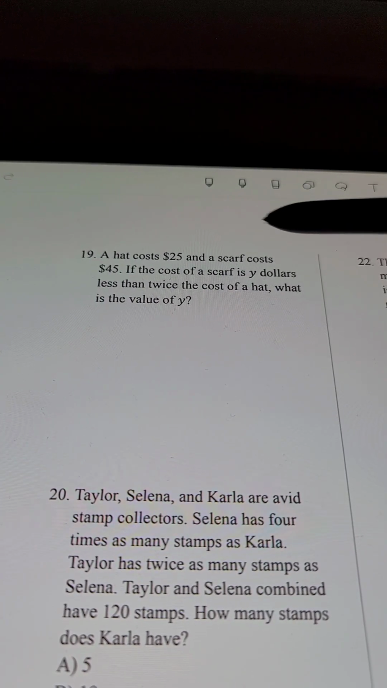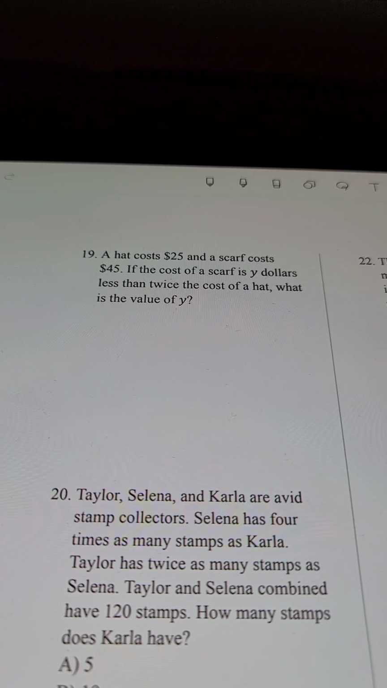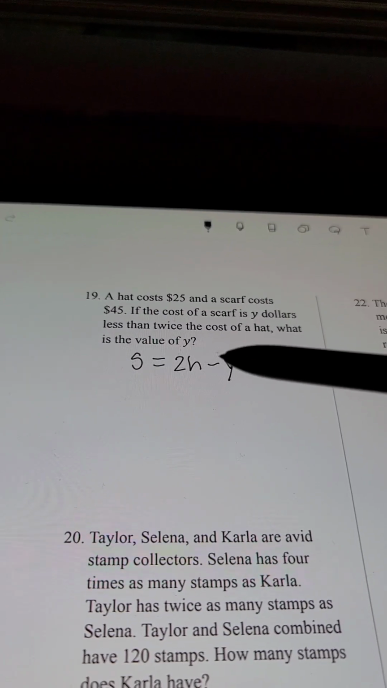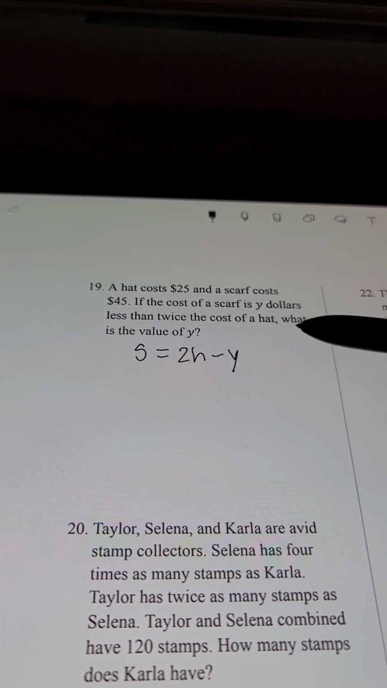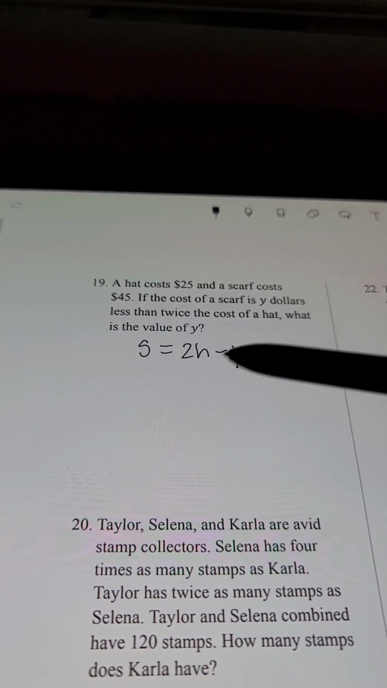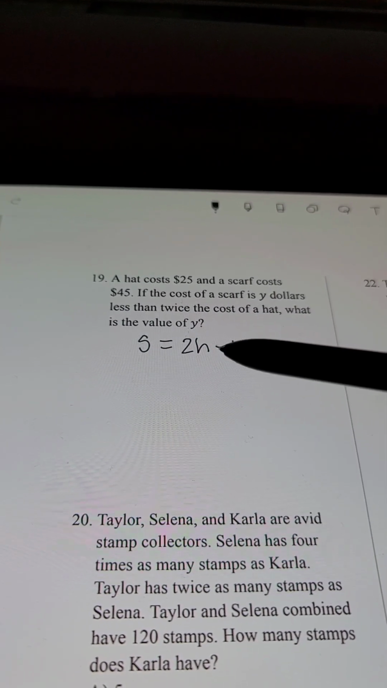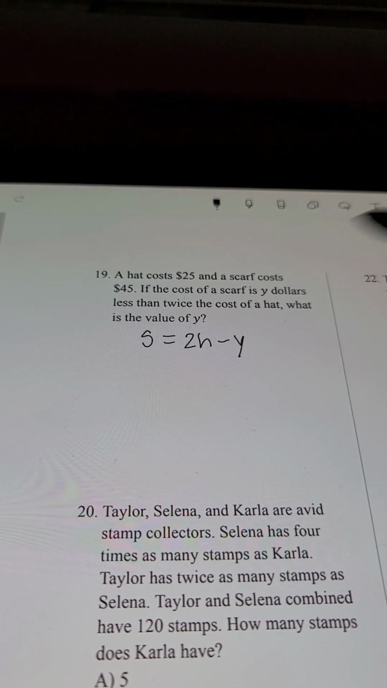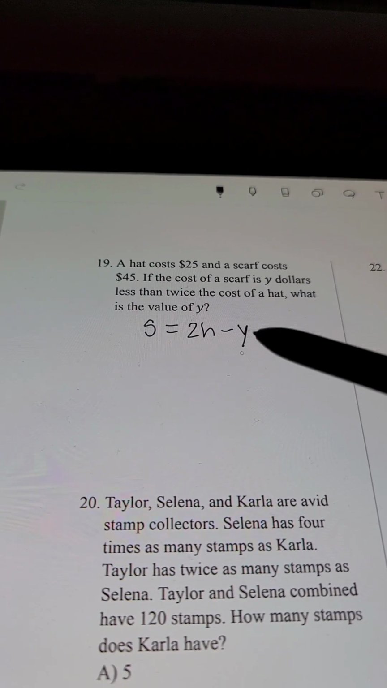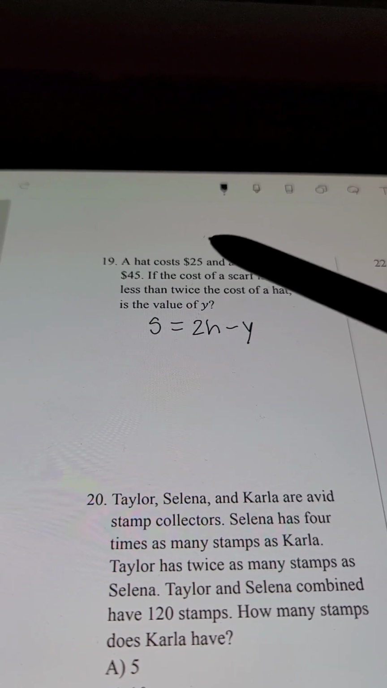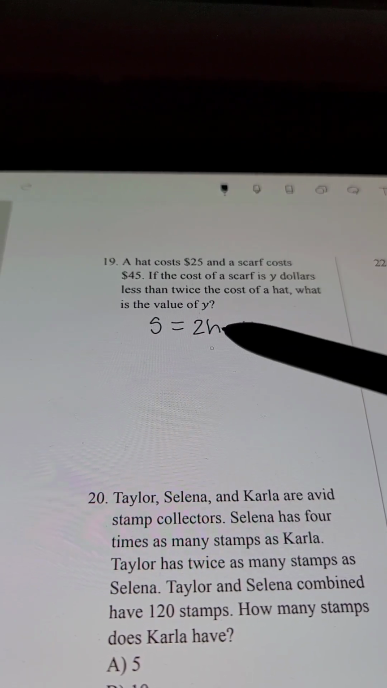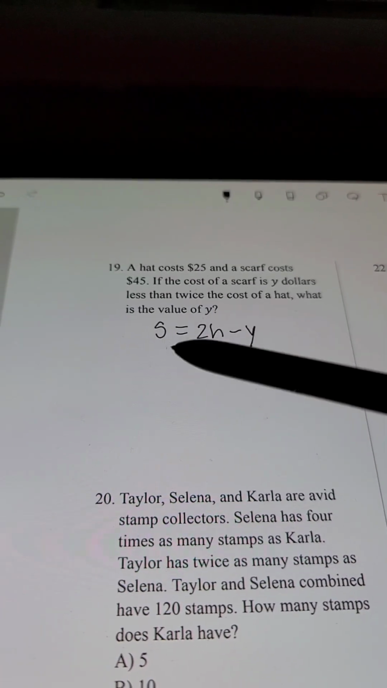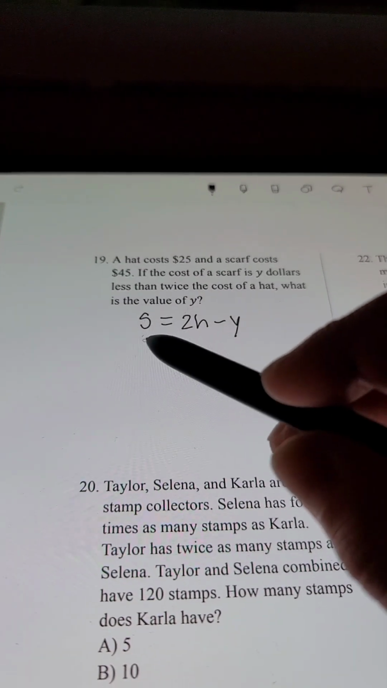Okay, a hat costs $25, or actually, pause to read. So I said that S is the cost of the scarf, and H is the cost of the hat. So if the cost of a scarf is $Y less than twice the cost of a hat, this equation is representing that situation. I could find the value of Y by plugging in the cost of the hat, which is 25. So where H is, I put 25, and the cost of the scarf is 45. So where S is, I put 45. So that's what I'm going to do.